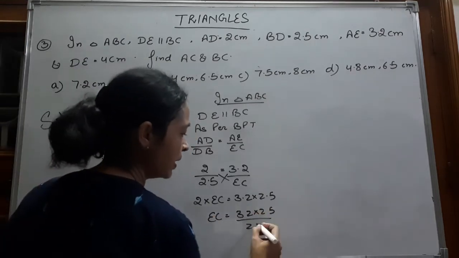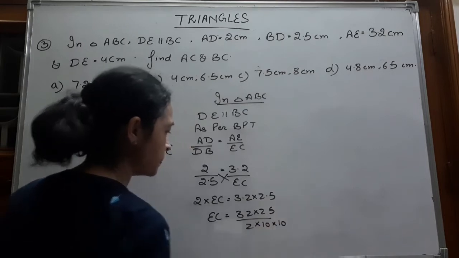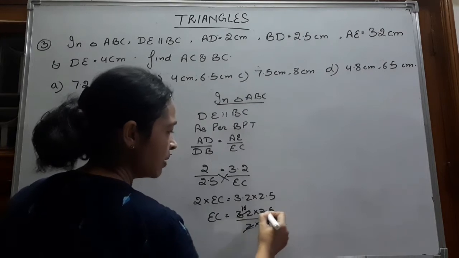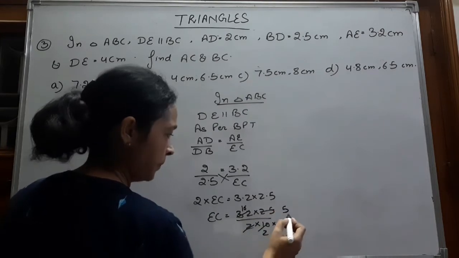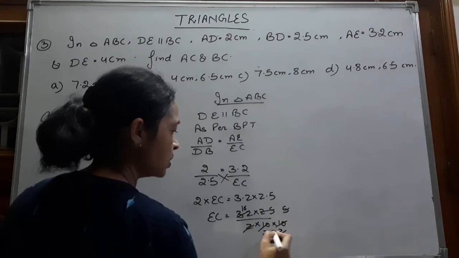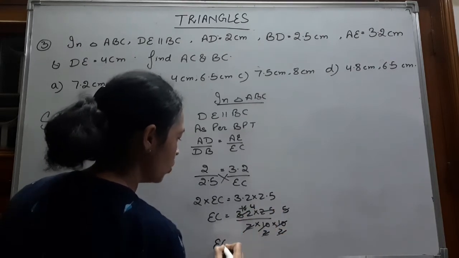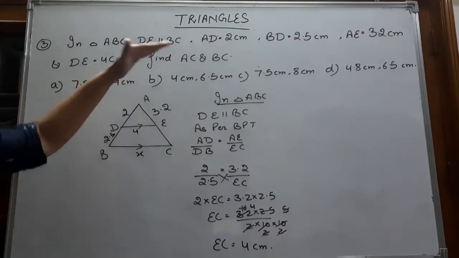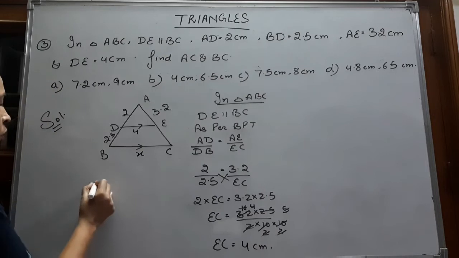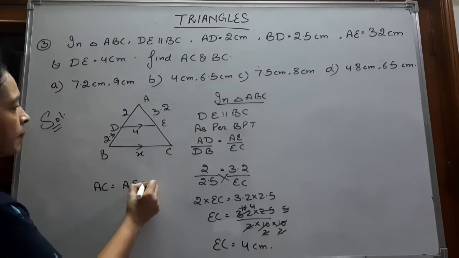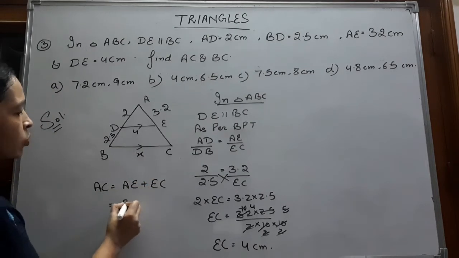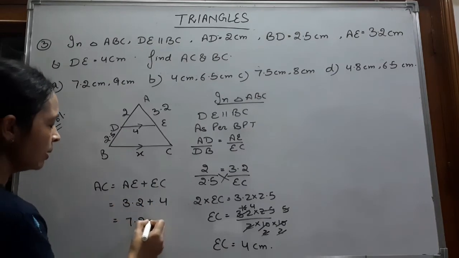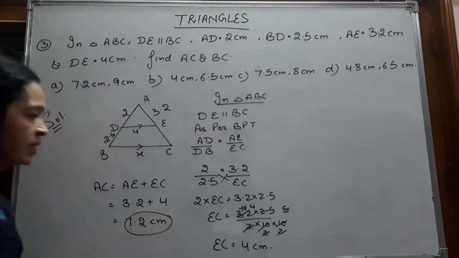Take decimals out. We have 10 into 10 in the denominator. Now 2 16s are, 5 2s are, 5 5s are, 5 1s are, 5 2s are, 4 4s are 16. The value of EC is 4 centimeters. Now, first thing we have to find AC. What will be the length of AC? AC is AE plus EC. AE is 3.2 given and EC is 4 centimeters. So the length of AC is 7.2 centimeters.